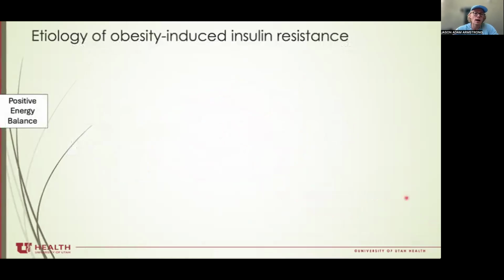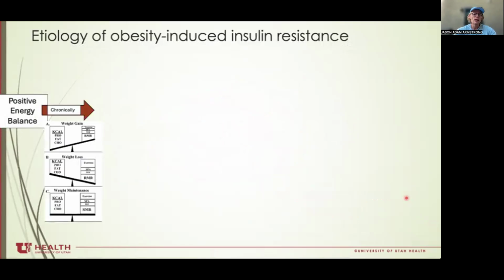Okay, so the etiology of obesity-induced insulin resistance. First, we have to deal with an energy balance. So we have a positive energy balance. And I know this is a small figure, I'll talk you through it. When we're talking about energy balance, we're talking about the difference between energy intake and energy expenditure. Energy intake is just the fats, the protein, and the carbohydrate that you ingest.